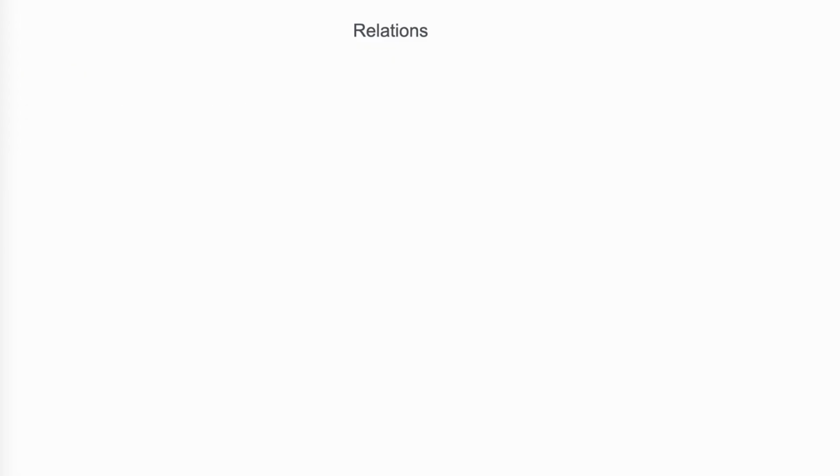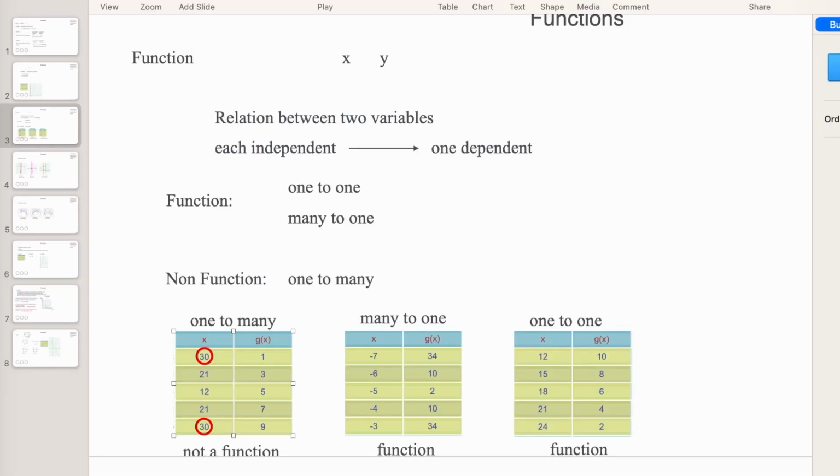These were examples of relations because they are situations where two variables were somehow connected to each other. X is always independent and y is dependent.